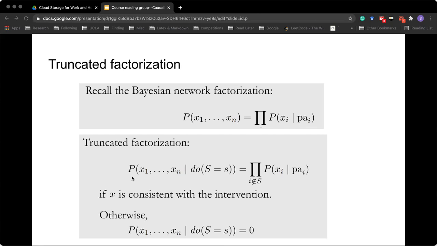if we have the modular property, then we know that we can have a new factorization, which is the truncated factorization. Actually, there's only one difference: this is the factorization of the joint probability given our intervention. Okay, so here again, if i is not in the intervention set, then we can keep all the factors, the xi and all its parents, this conditional probability, but there's another condition, that X is consistent with the intervention.